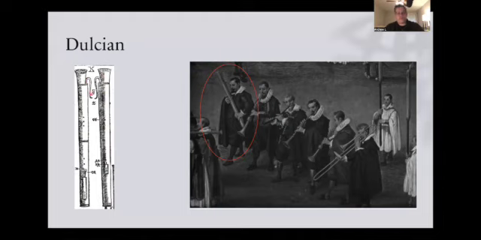And we have this kind of crook-like structure here, which is kind of a proto-bocal. And so these were used, since it was light and portable, in religious processions, as we can see here in this picture. This right here is the dulcian being played by this man right here.